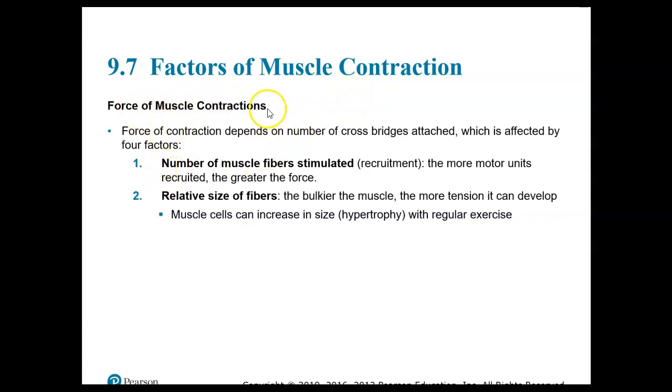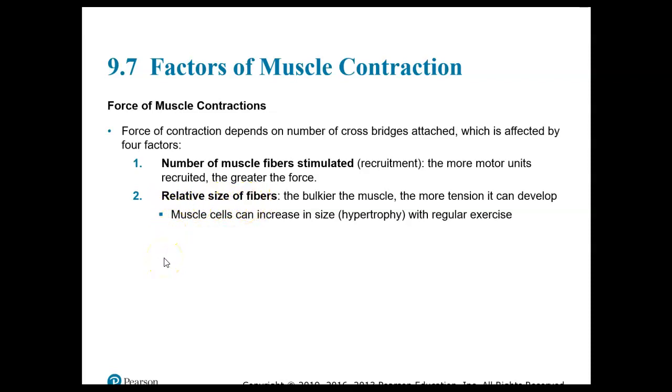The force of a muscle contraction depends on the number of cross bridges attached, and that is affected by 4 factors. One is the number of muscle fibers stimulated, that's called recruitment. The more motor units recruited, the greater the force. So the number of muscle fibers stimulated, and the relative size of the fibers.